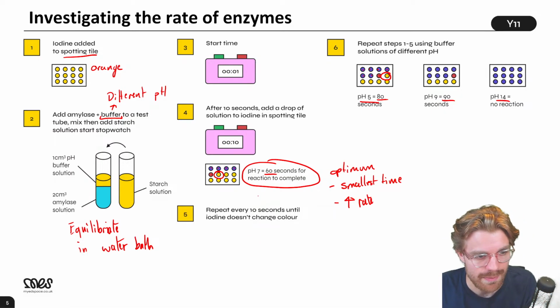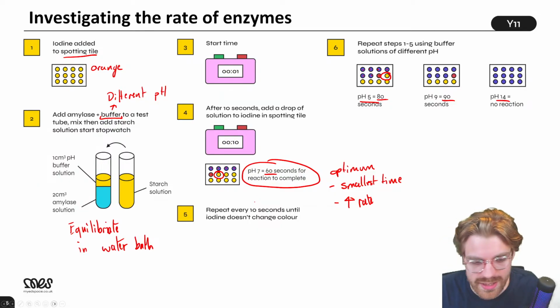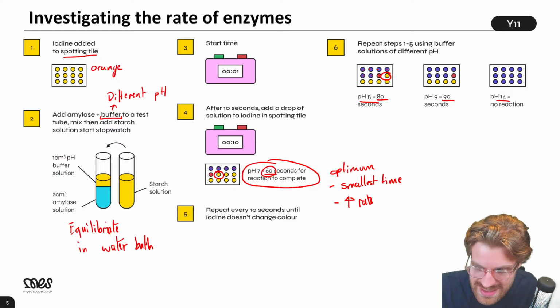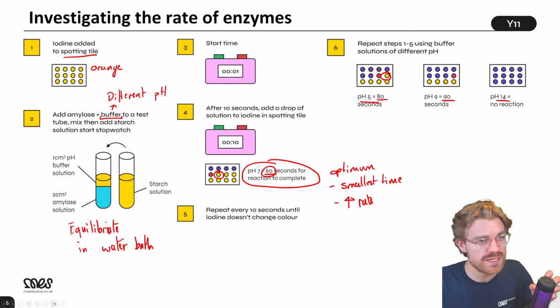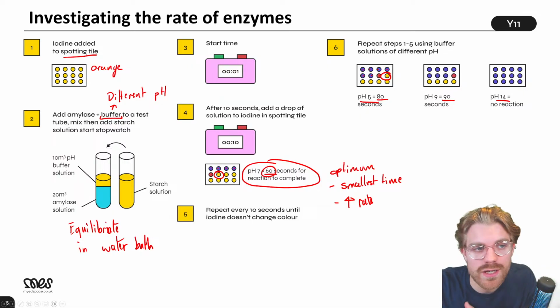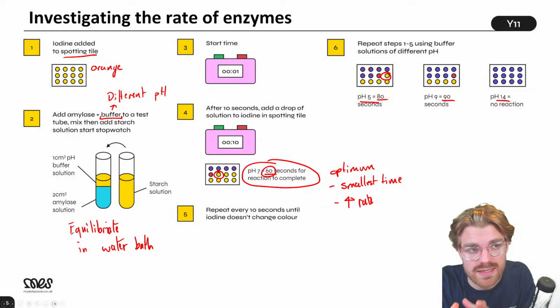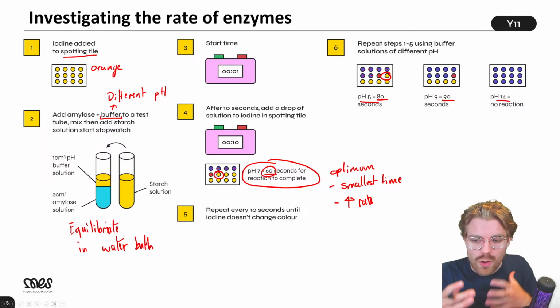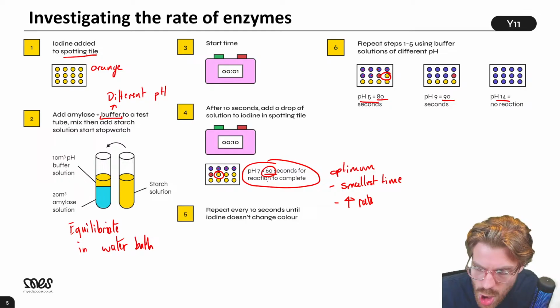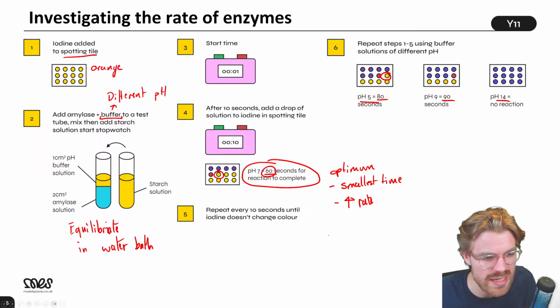Somebody asked a good question about, well, what does it matter? Why are we using every 10 seconds? At school, we did 30 seconds. Why does it matter? Well, the reason it matters is because we've said it takes 60 seconds for the reaction to be completed. But between 50 and 60, maybe it finished between then. Maybe it was 55 seconds. Maybe it was 57 seconds. Maybe it was 53 seconds. I don't know. As well as that, what if the optimum is somewhere between pH 7 and pH 5?